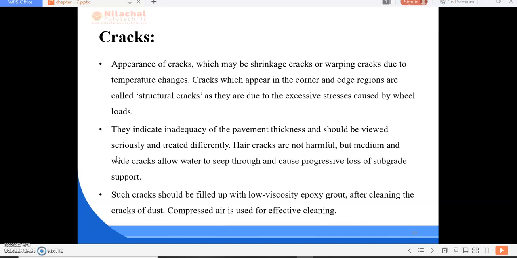Hair cracks are not harmful, but medium and wide cracks allow water to seep through and cause progressive loss of subgrade support. Such cracks should be filled up with low viscosity epoxy grout. After cleaning the cracks of dust, compressed air is used for effective cleaning.